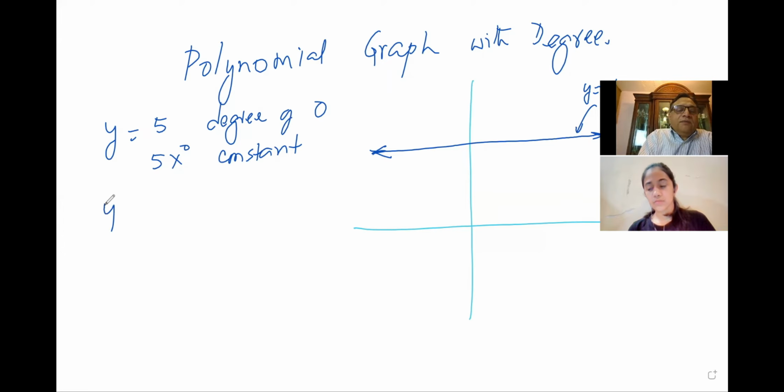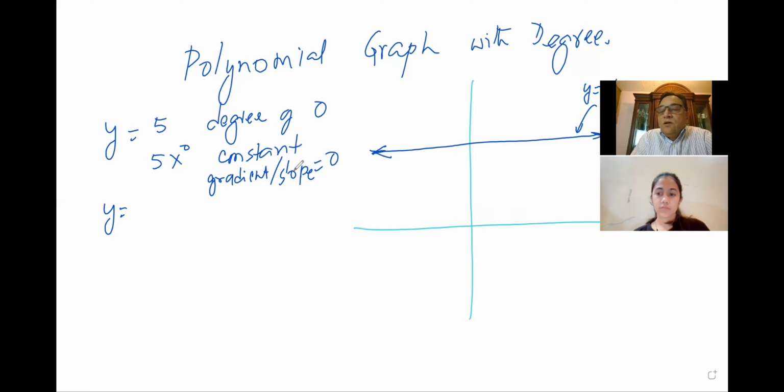Now, this is a horizontal line. This is a constant, which is a horizontal line. Do you see that? Only polynomial with a horizontal line, okay? Where the slope is constant. Slope or gradient is 0. Gradient 0. You understand? Now, if I write y equals half x, now is this a polynomial?